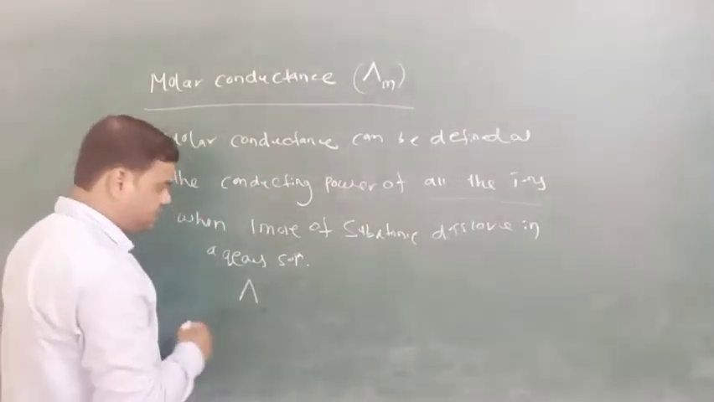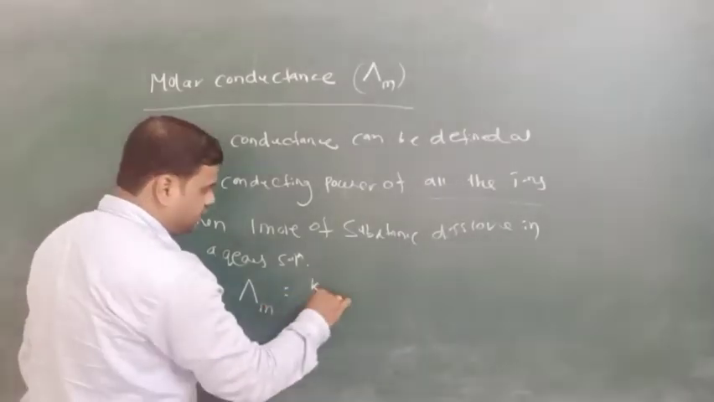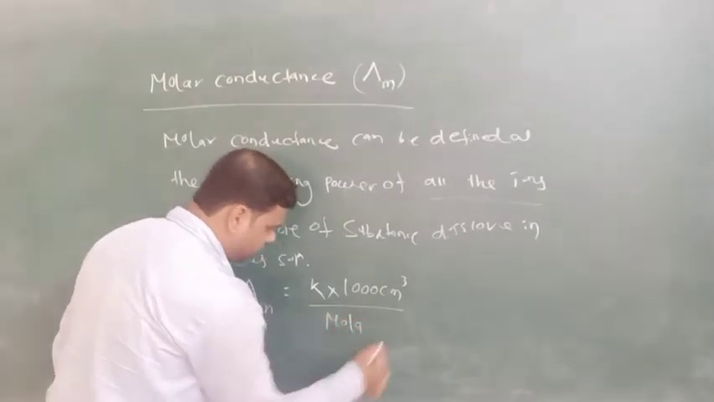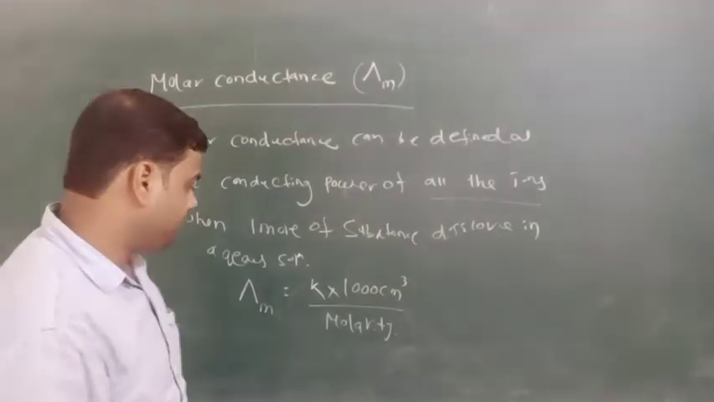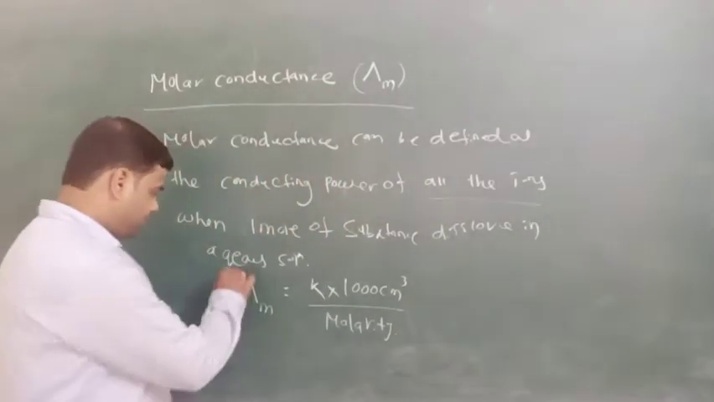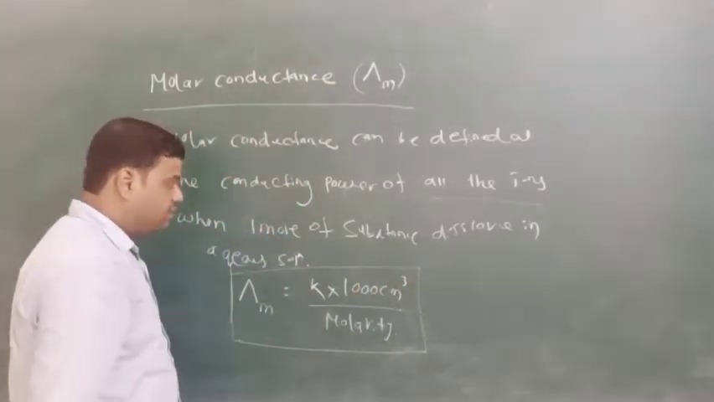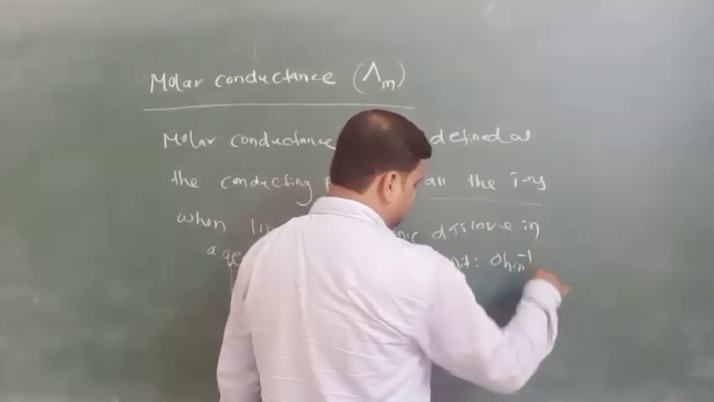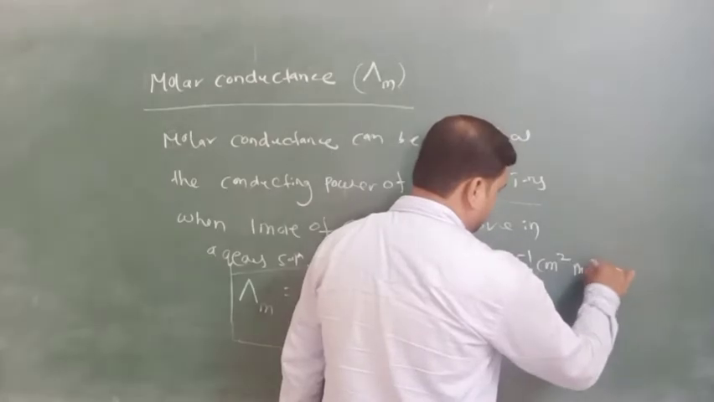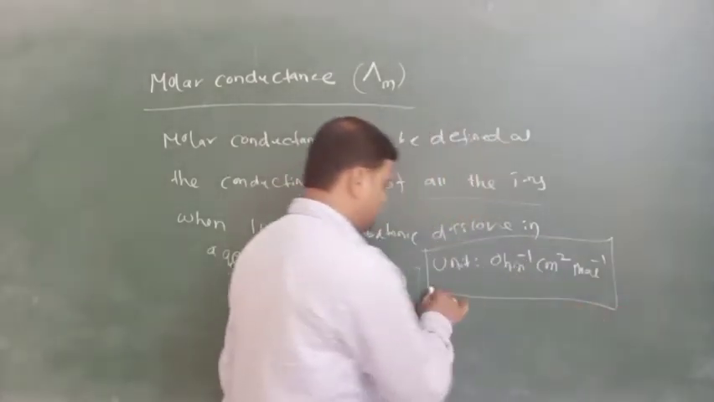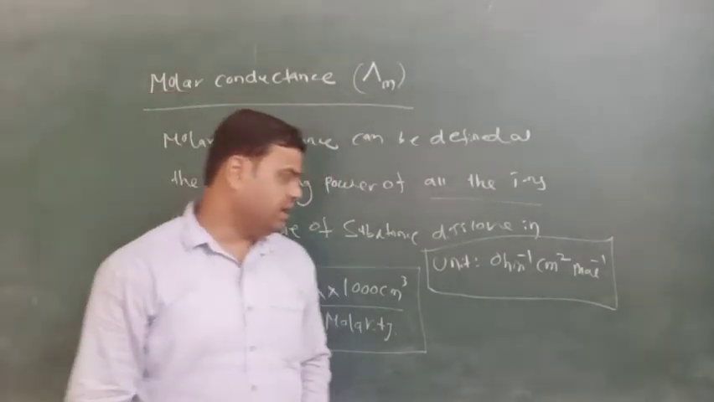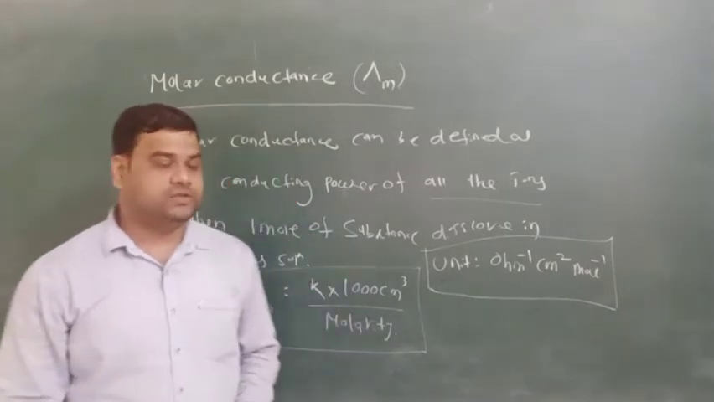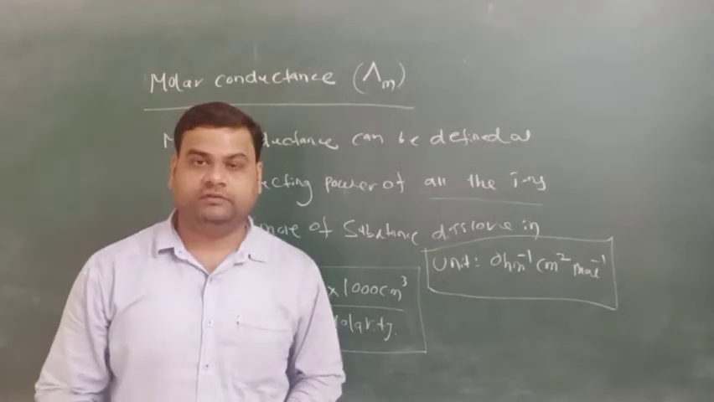Molar conductance can be mathematically represented as lambda m equal to kappa into 1000 cm cube divided by the molarity. This is the mathematical representation of molar conductance, and its unit will be ohm inverse cm square mole inverse. For equivalent conductance we wrote ohm inverse cm square gram equivalent inverse, and for molar conductance it is ohm inverse cm square mole inverse. So this is all about the molar conductance or molar conductivity of an electrolytic solution.